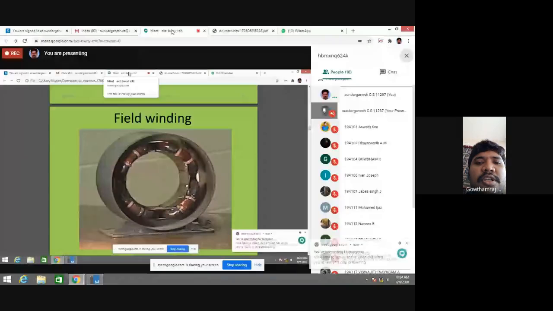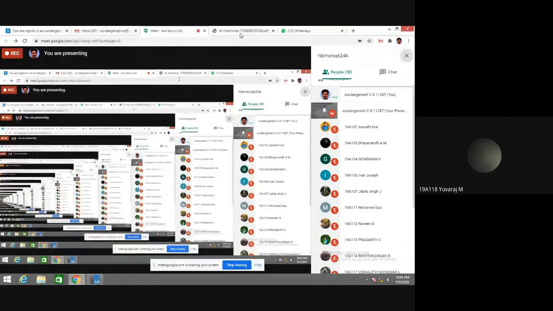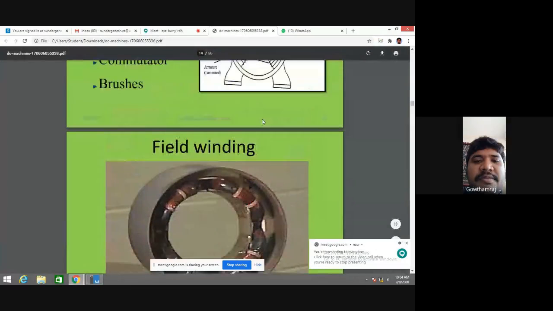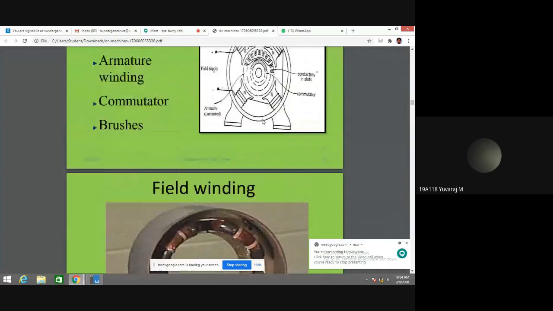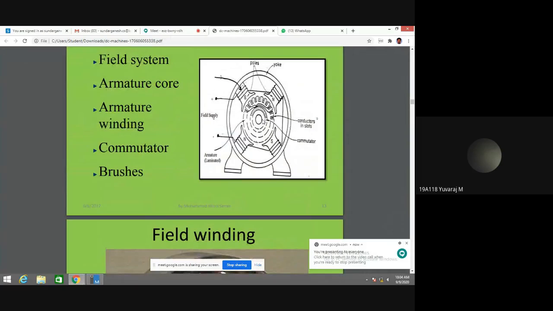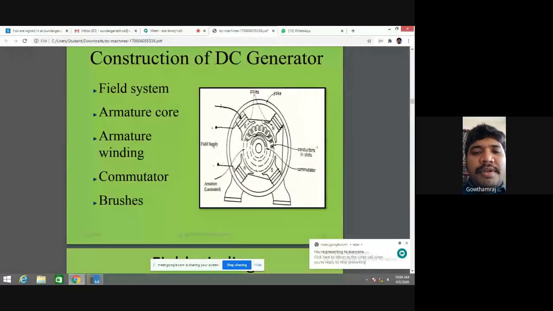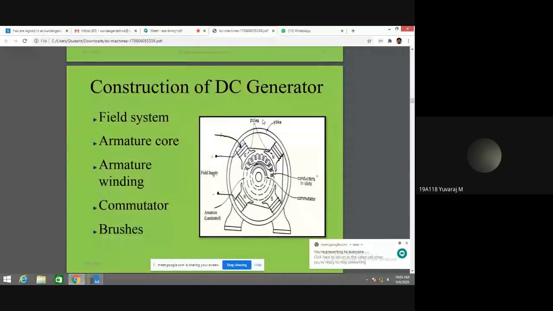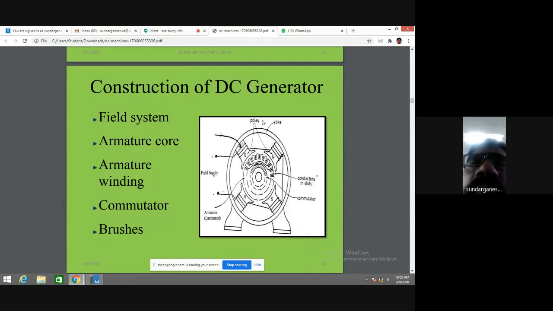Okay, Thambi, what is meant by commutator? What is the purpose we are using the commutator for? Sir, it reverses the current direction, sir. Wrong. Good answer, but it is wrong.